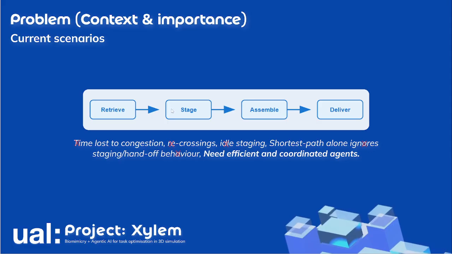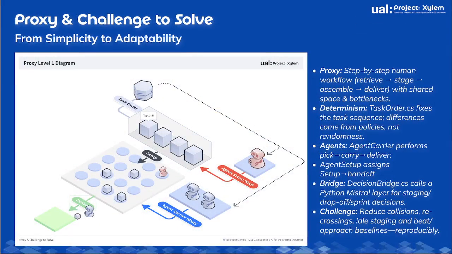So we have the retrieving, the staging, the assembly, and the delivery, and that's what we're going to be aiming to optimize. Our proxy itself is a sandwich-making process on a pipeline. What I mean by that is the task order in our system is going to be delivering a sequence that our agent setup is going to be preparing for the agent carriers to deliver to their final part. These will be working underneath a selected layer, which I'm going to be presenting in the next slide.